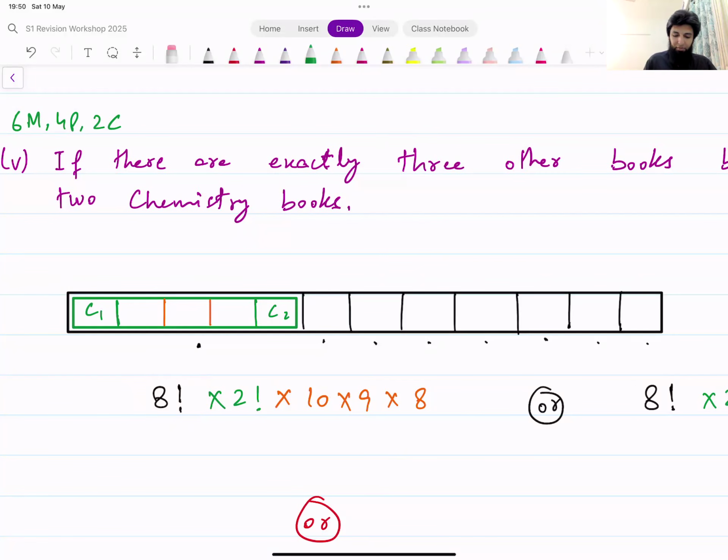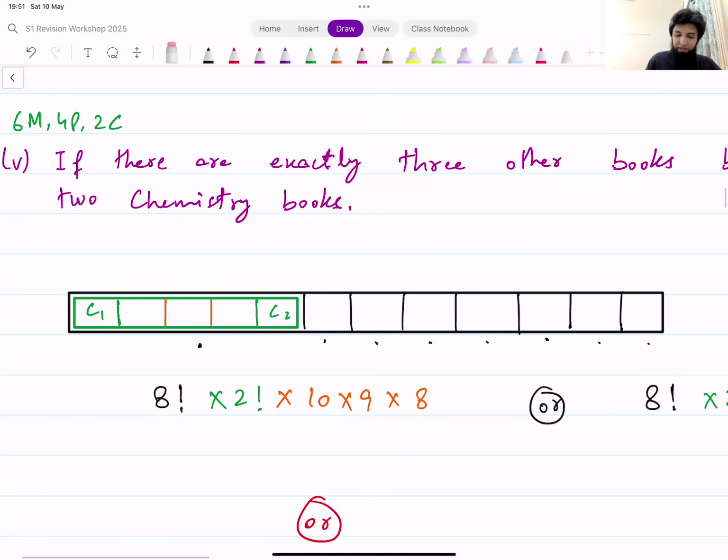Now, these 2 chemistry books, since they are different from each other, they could also switch places. If they were identical, we would not do their arrangement, but in this case, they're different. So we'd have to arrange them as well. C1 and C2, they could switch places with each other. In how many ways can they do that? 2 factorial. And now what we've done is we've arranged these boxes, this big box, along with the rest of the boxes. The only problem is we do not know which books are going to be in these places between the 2 chemistry books. Which books would we have in these places?